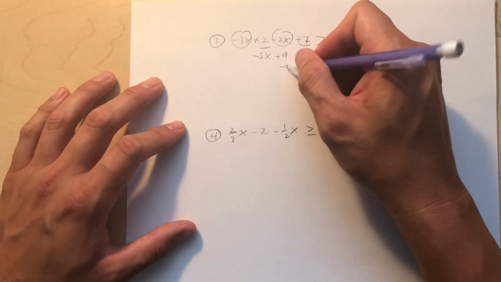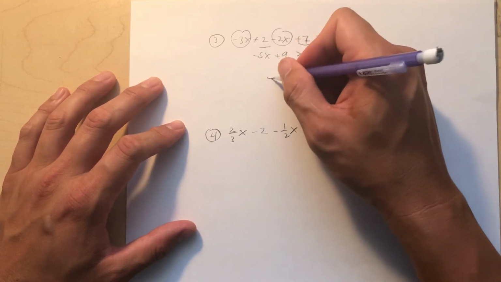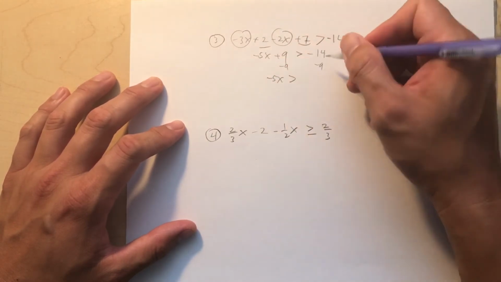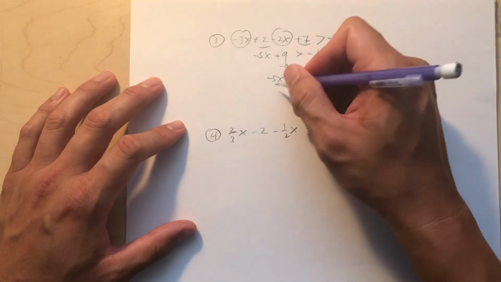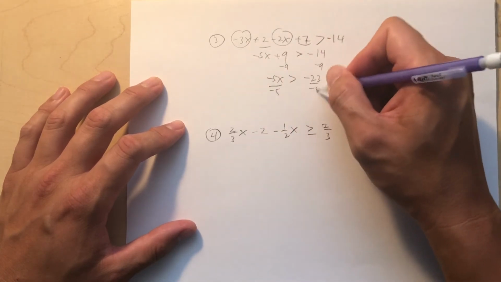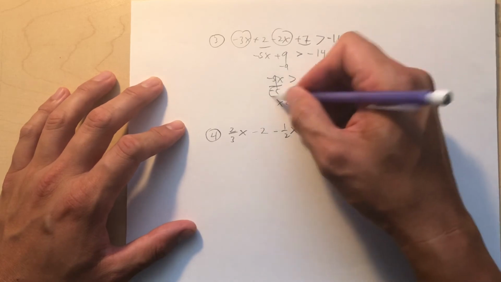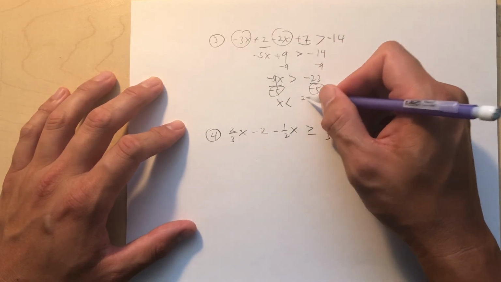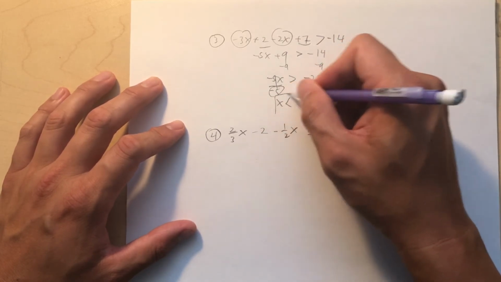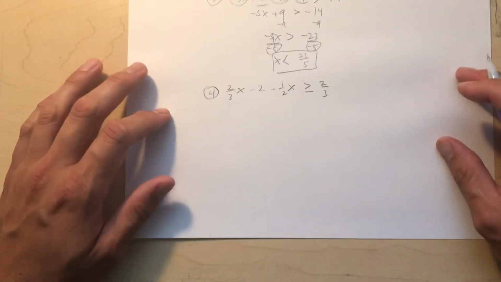Go ahead and subtract 9 on both sides. Negative 5x is greater than, this one's negative 23. Divide by negative 5, divide by negative 5. This one you do flip the sign because you divide both sides by a negative. You see there, that would give you a positive 23 over 5. Again, you don't need to graph this one. Let's go and move on to number 4.